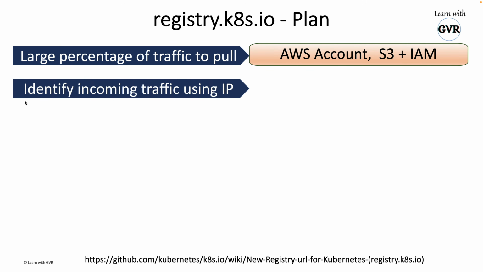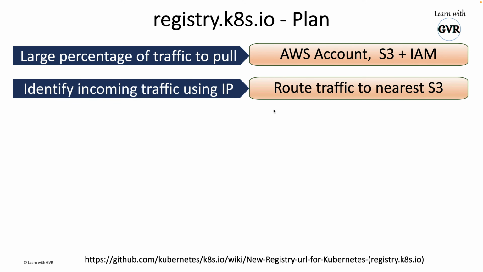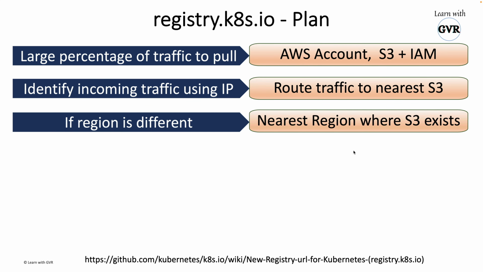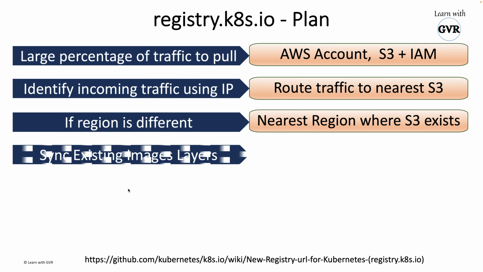And basically their main idea is to identify the incoming traffic. Say I am doing kubeadm init and my request is coming from Singapore, so they will route it to the nearest S3 bucket where it's hosted. From there the blob will be pulled, and if the region is different, or it's not available somewhere in India, it will go from Mumbai or any other nearest region like Chennai, right.